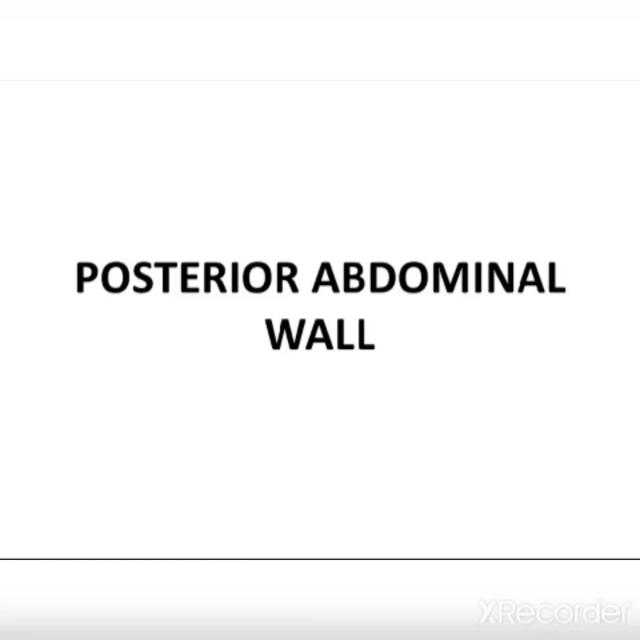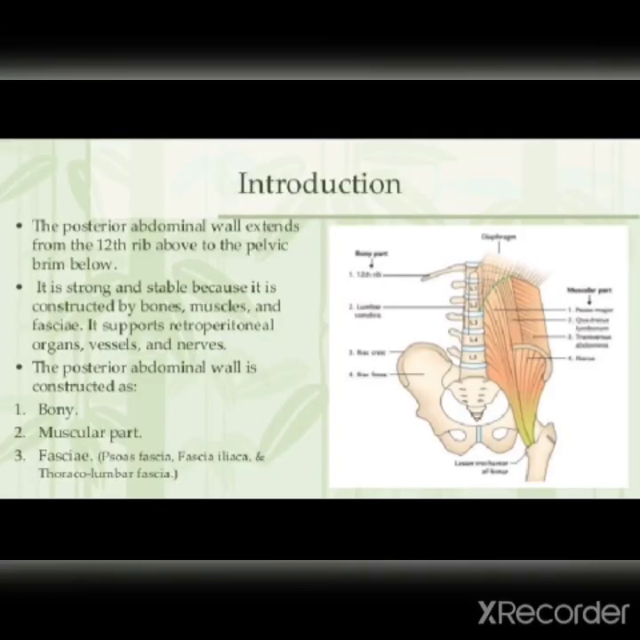Very good morning. Today's topic is the posterior abdominal wall. The posterior abdominal wall extends from the 12th rib above to the pelvic brim below. That is the posterior abdominal wall.